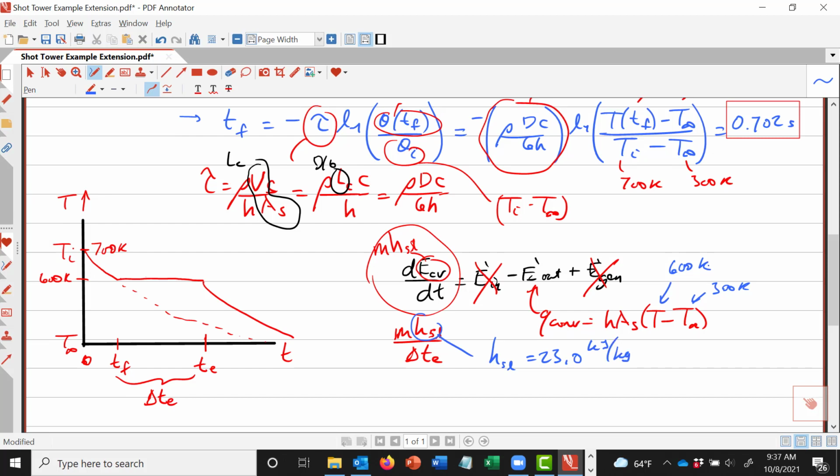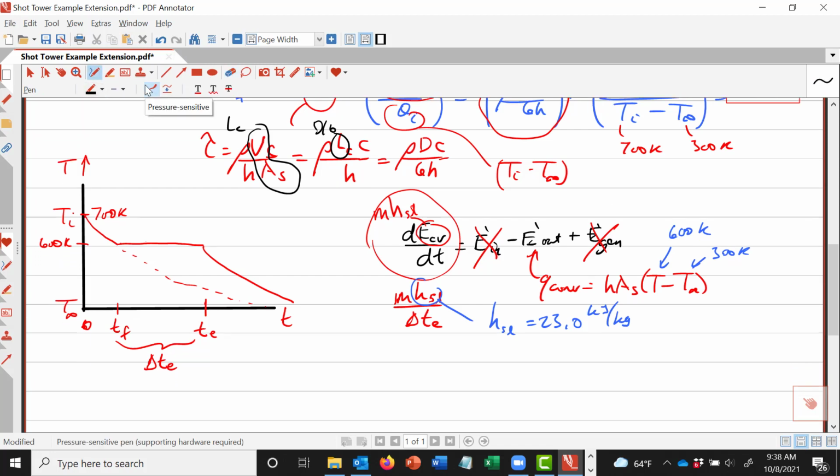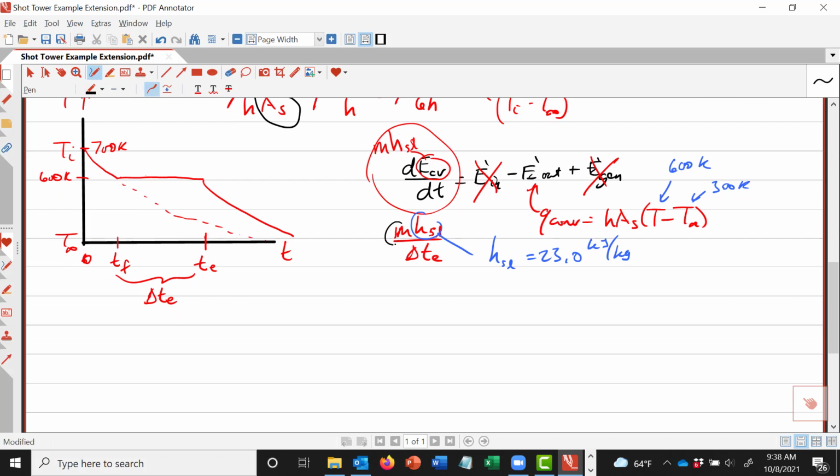So we have everything we need, we just need to plug in the values that we had from before. So A_S again is, well, maybe before we do that, we can reformulate it in terms of L sub C, so I'll do that. All right, so m is going to be rho V like we had before. So what we get is rho V h sub SL over delta t_e is equal then to minus h A sub S (T minus T infinity). So here you can see we have the minus sign in front of the q convection.